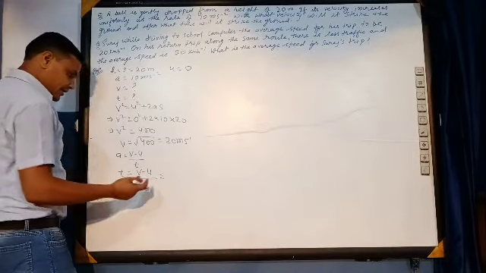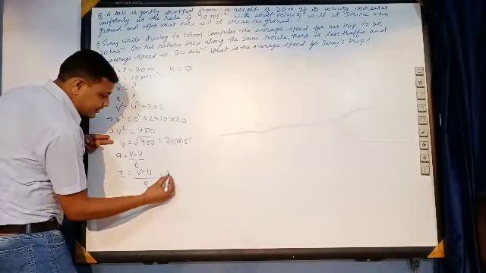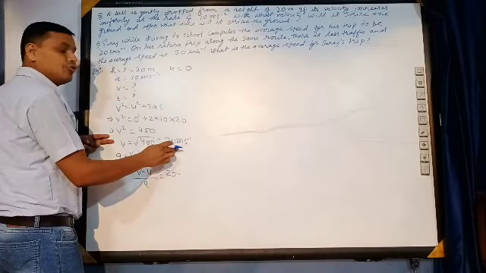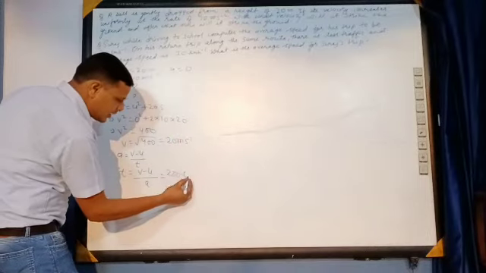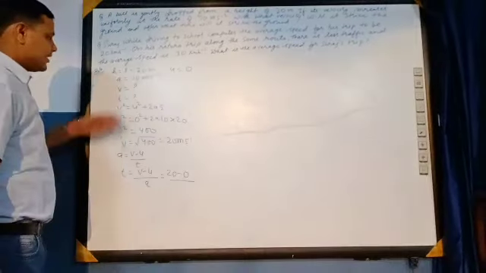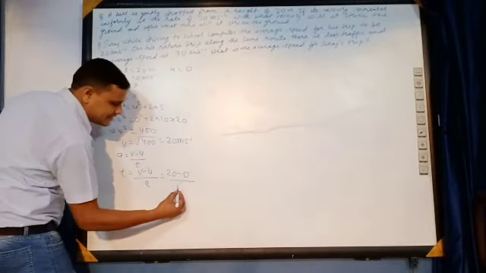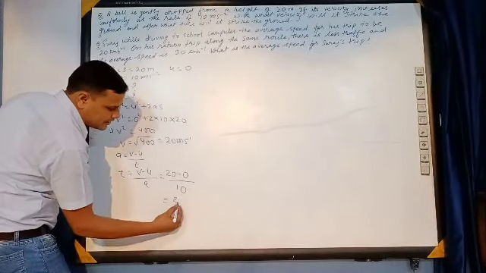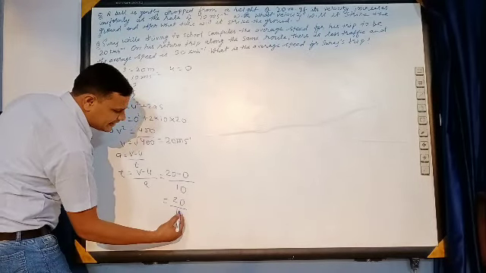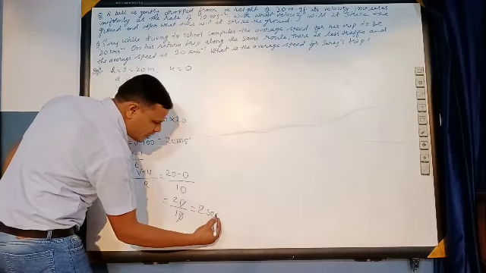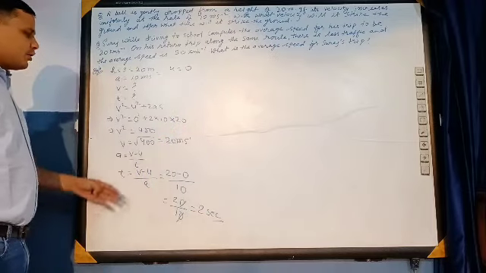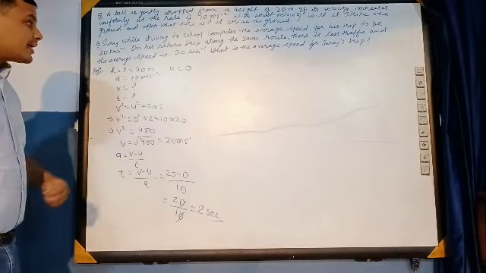What is the value of v? Now we have the value of v, that is 20. We have the value of u, that is 0. After that, we have the value of acceleration, that is 10. So overall we will get 20 divided by 10, that is 2 seconds. So it will strike the ground after 2 seconds.